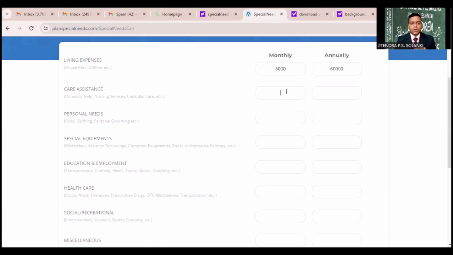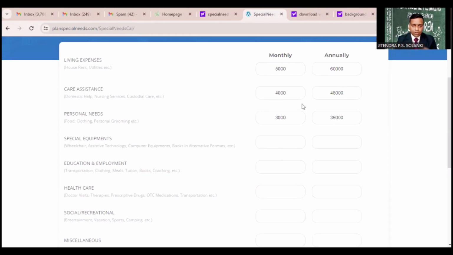Care assistance, so all domestic help, nursing services, all those kind of expenses which a child would require. So let's say I put 4,000 on a monthly basis. Then personal needs, food, clothing, personal grooming. We all have our personal needs. So what is the amount of money you spend on the child's personal needs? Again, I'll put 3,000 here.